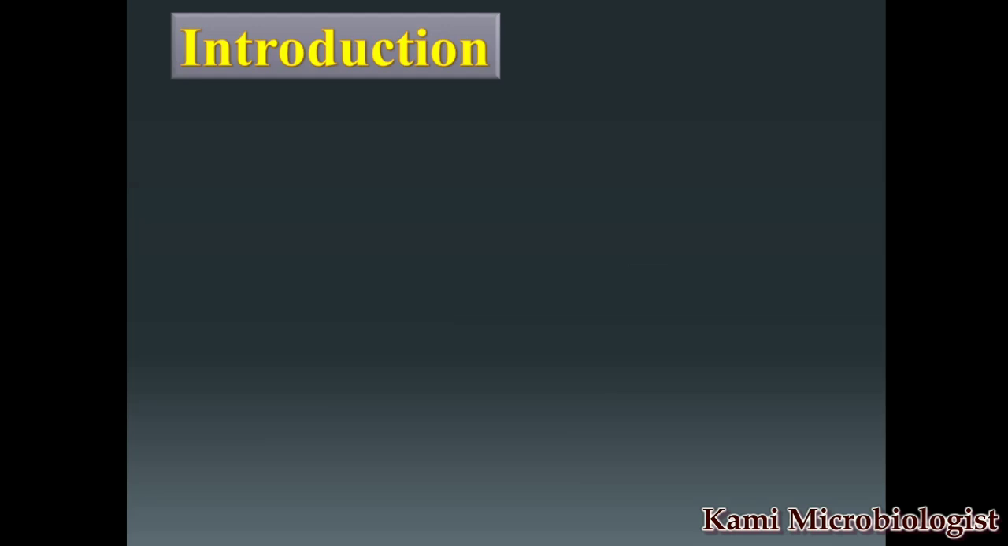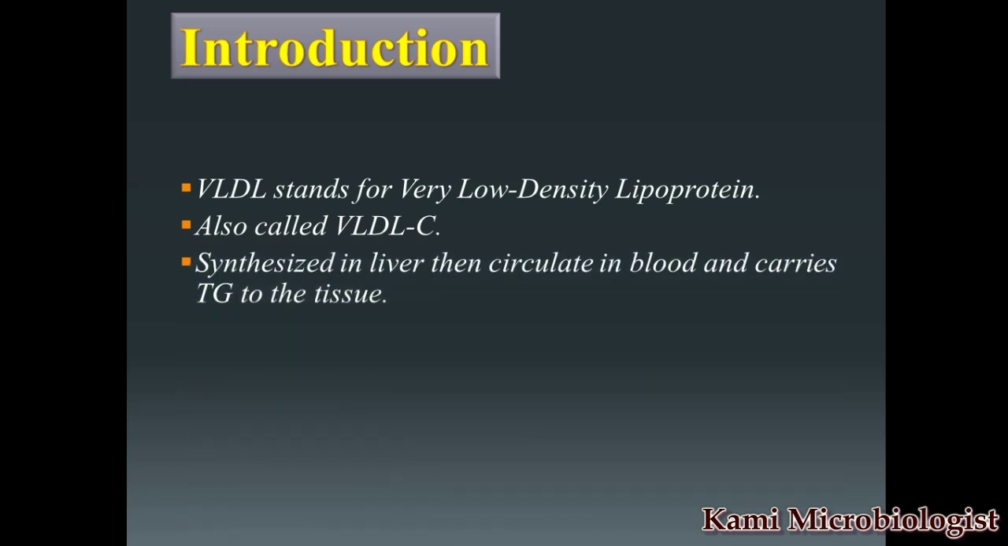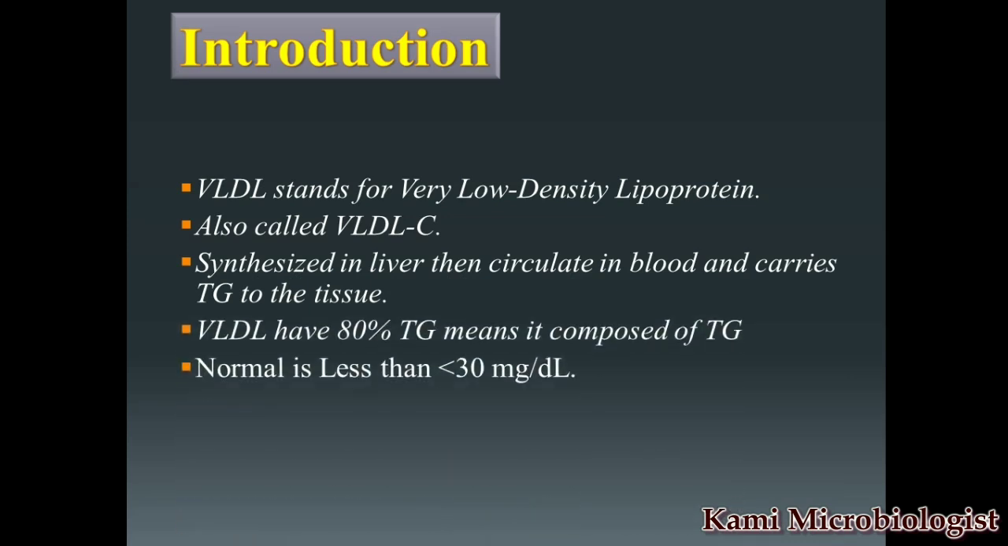First of all, let's see the introduction, that what is VLDL. VLDL stands for very low density lipoprotein. It is also called VLDL-C, meaning very low density lipoprotein cholesterol. Remember guys, this VLDL is mostly synthesized, or we can say prepared, in the liver. Once it is prepared, it is circulated into the bloodstream, and in the bloodstream it will take the triglyceride and carry it to the tissue. So we can say that VLDL has 80% triglyceride. Then we have the normal range, so VLDL should be less than 30 mg per deciliter.